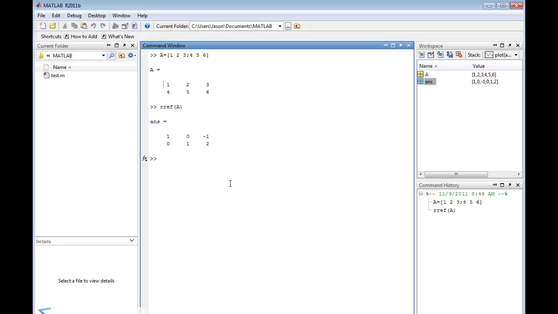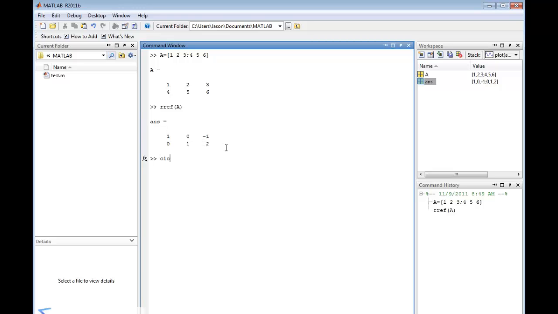So negative 1 times 1 is negative 1. 2 times 2 is 4. You add those guys together and you get 3. And if you do the same thing for the second equation, you'll get the answers. So this is the solution. MATLAB has done the row reduction for you and presented the final augmented reduced matrix for you. And once you have it in this form, you just read off the answers. X is equal to negative 1, y is equal to 2.